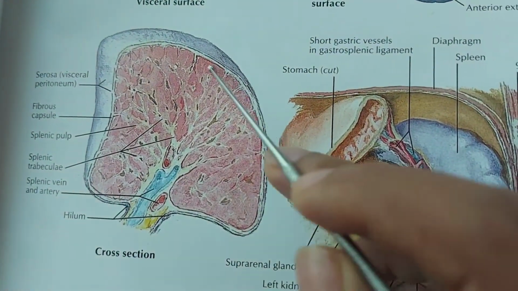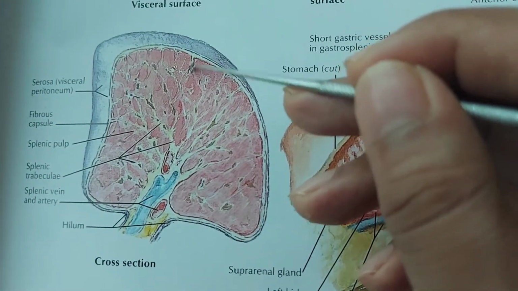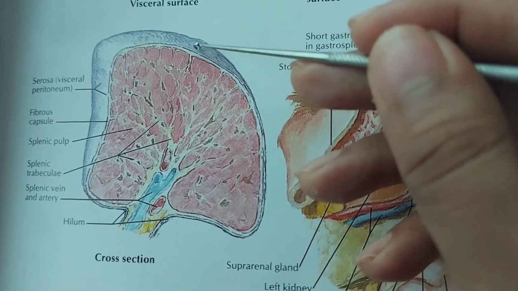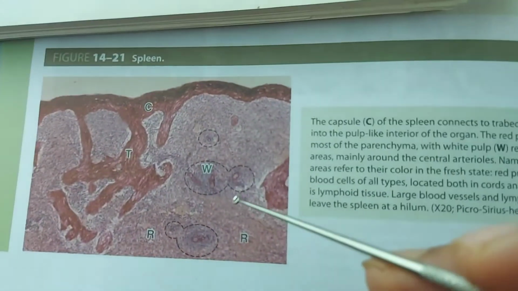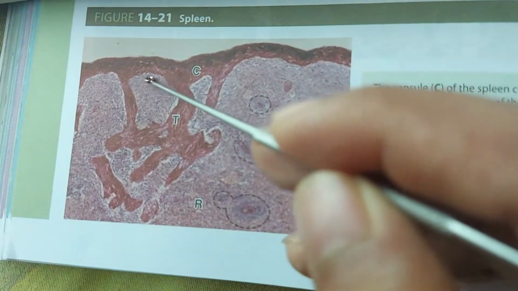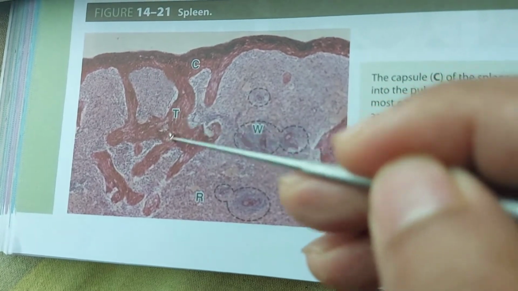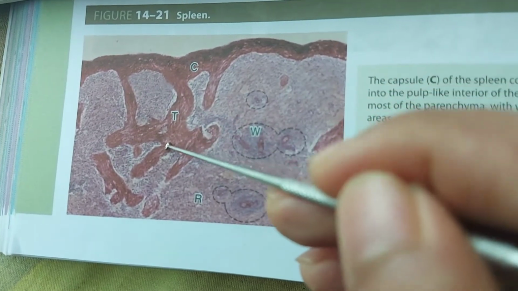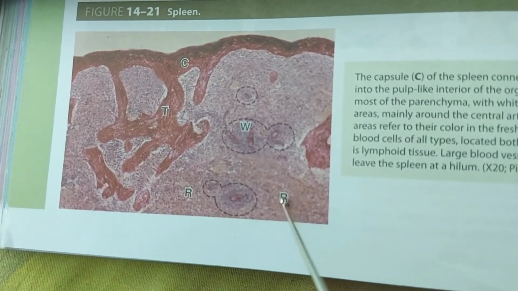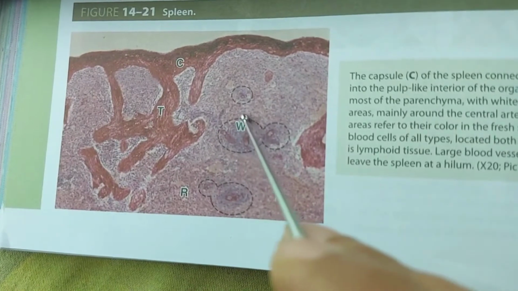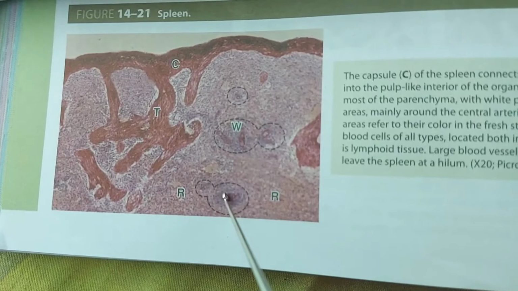Here we can see the capsule of the spleen, and this capsule enters into the spleen, forming the trabecula. This is the trabecula. In this magnified view, we can see the capsule of the spleen enters into the spleen, forming this trabecula. In this part we can see a diffuse area, known as the red pulp, and this area is known as the white pulp.